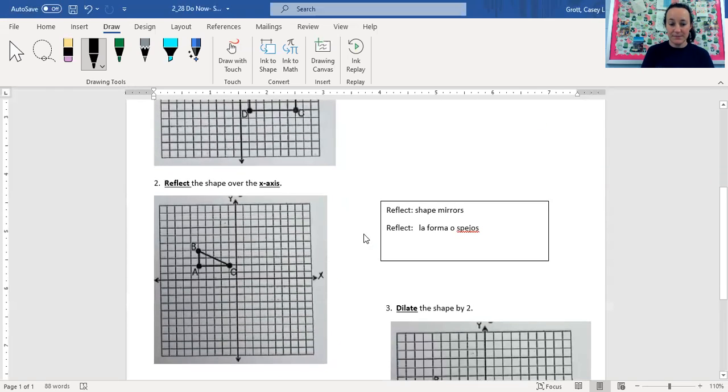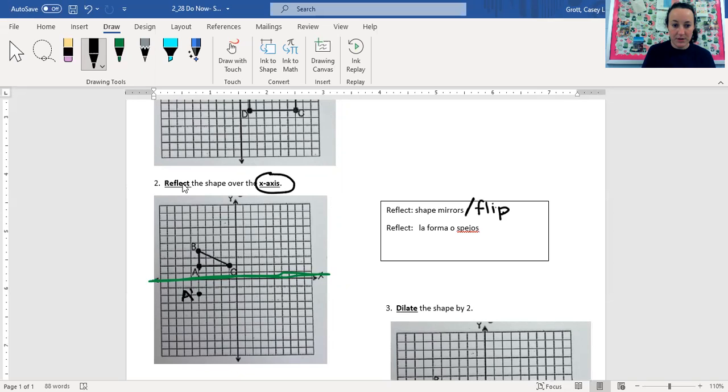Let's talk about reflecting. So reflecting means that a shape gets mirrored, okay? Or you could think of it that it got flipped. And so if we look over at question 2, it says reflect over the x-axis. Well, here is my x-axis. So I'm going to flip it over this green line. Okay. If I look at A, it is 1, 2 spots away from the green line, from the x-axis. So I'm going to go 1, 2. Here is where my new A is going to go.